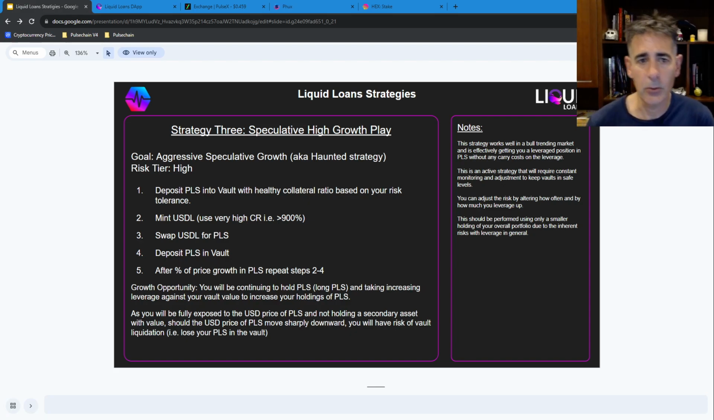How you choose to implement them is totally up to your personal circumstances and your risk tolerance levels and things like that. So it always comes with that proviso: you make your own decisions here. This is just a little bit of guidance to understand some of the possible ways in which you can use the protocol. So let's jump straight into it.